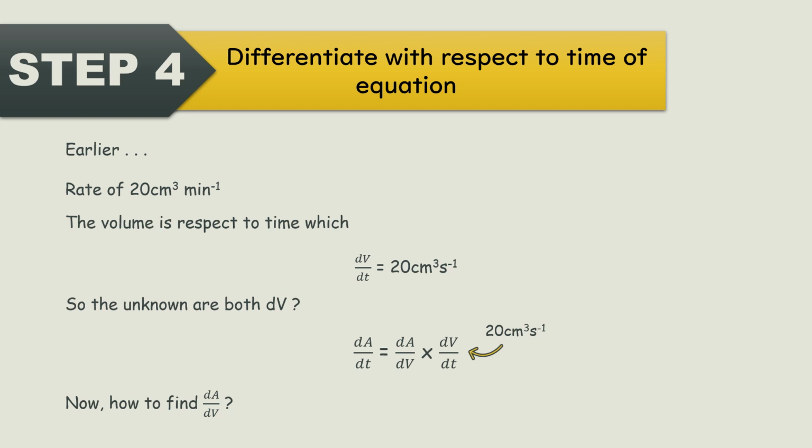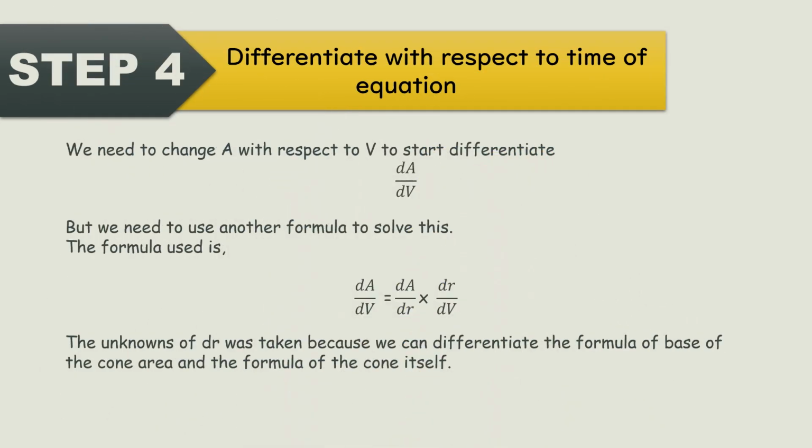Earlier, the rate of 20 cm³ per minute, the volume with respect to time, which is dV/dt equals to 20 cm³ per minute. So the unknown is dV, dA/dt equals to dA/dV times dV/dt. Now, how to find dA/dV? We need to change A with respect to V to start differentiate, that is dA/dV. But we need to use another formula to solve this.